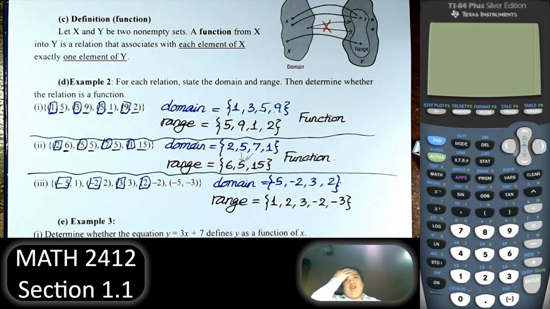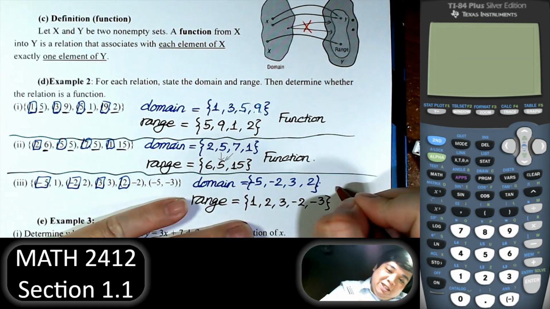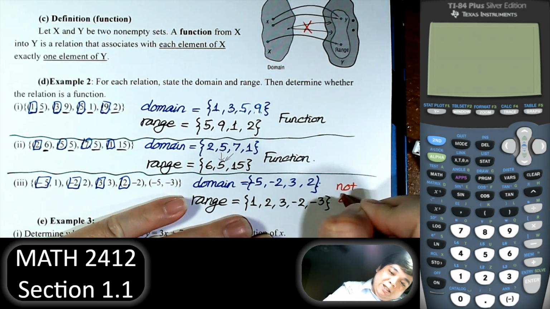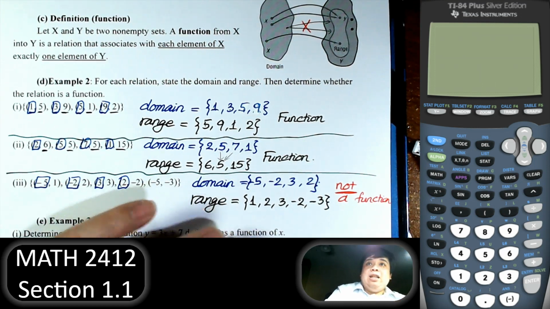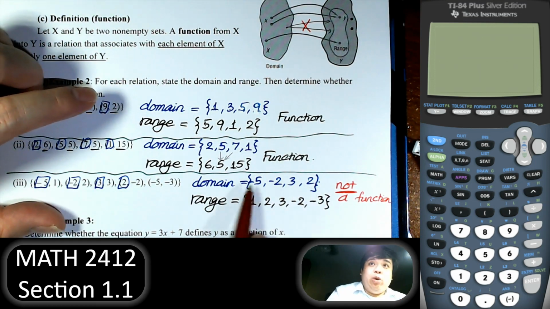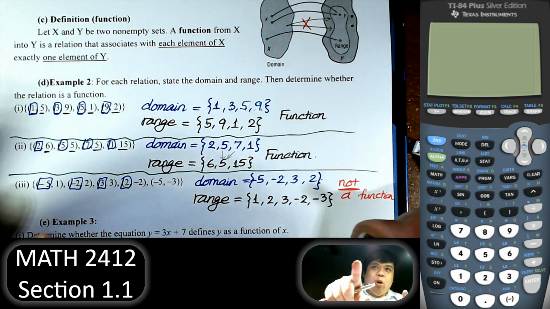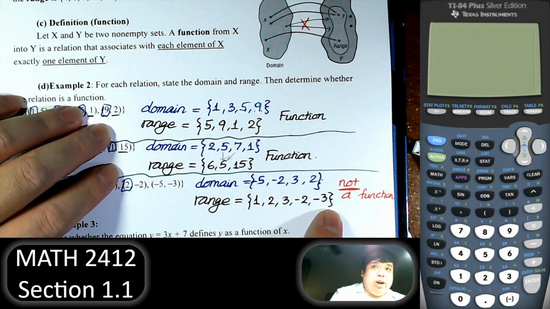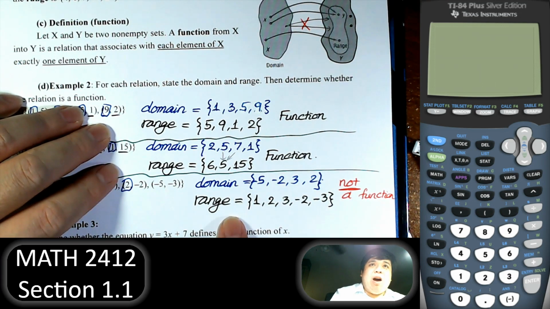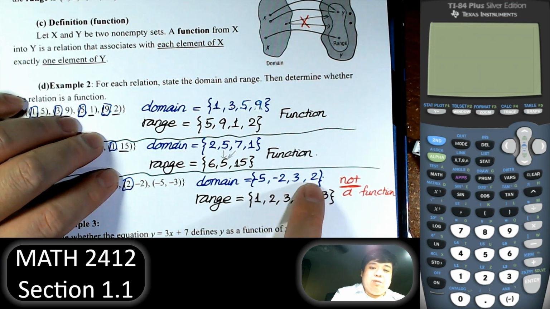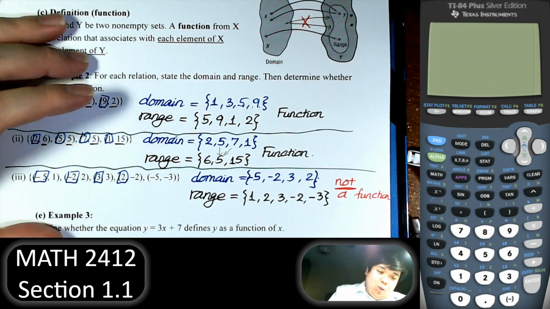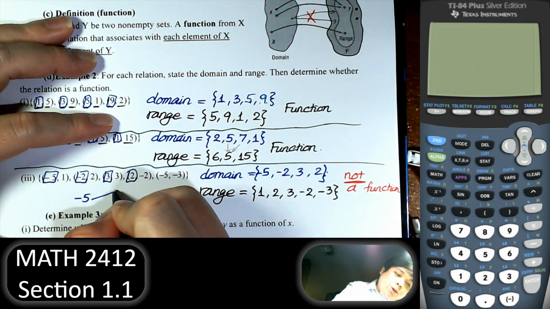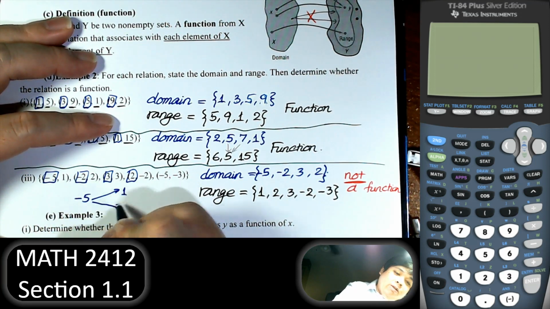Is this a function? Well, this is not a function. It is not a function simply because in the domain we only have 4 elements, and each one of them has to go to one of those in the range. Since there are only 4 in the domain and there's a 5 in the range, one of those has to associate to 2 in the range. And what we have here is -5 goes to 1, and -5 goes to -3.